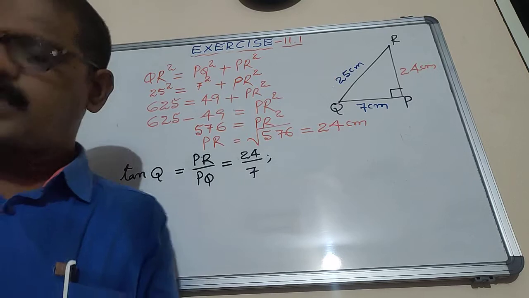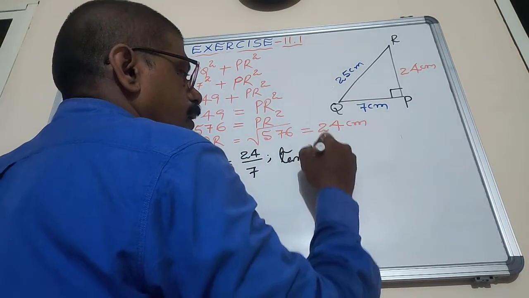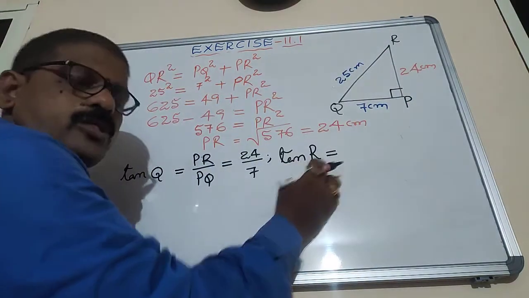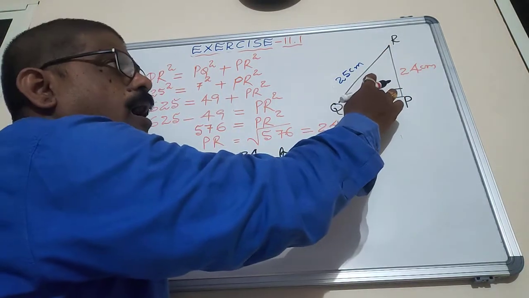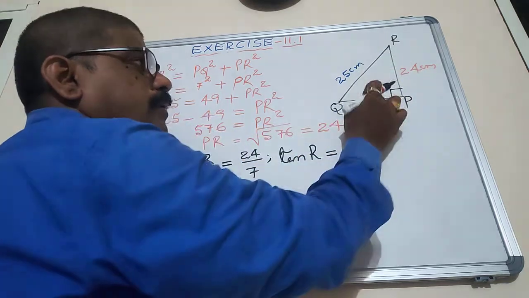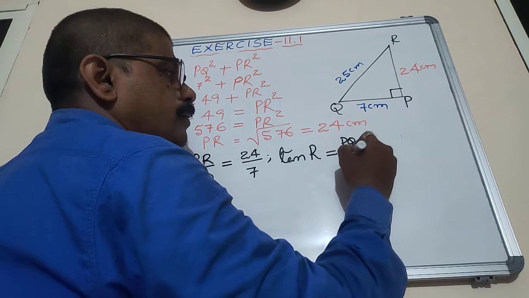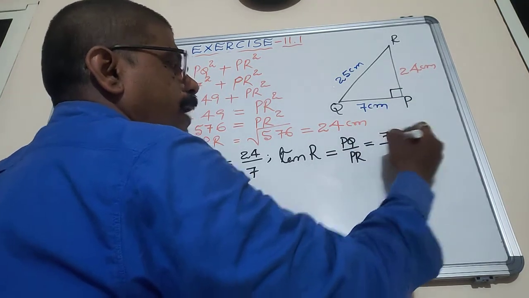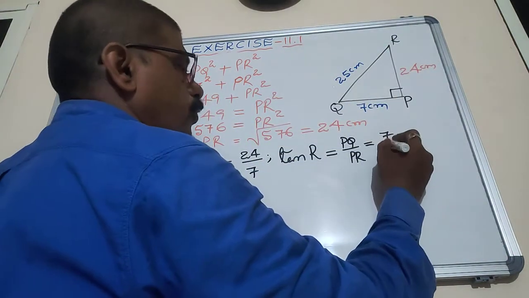The next one you have to find is tan R. Tan R. So R. Clear. So what is the definition of tan R? Opposite side to angle R whole by adjacent side to angle R. That means PQ by PR. Now PQ is how much? 7 by PR is how much? 24.